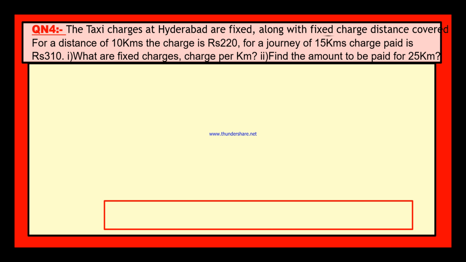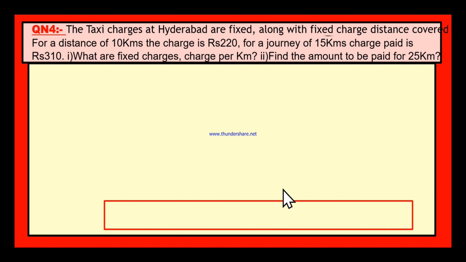I shall repeat. The taxi charges at Hyderabad are fixed along with the fixed charge, there should be a distance covered. For a distance of 10 kilometers, the charge is 220 rupees and for a journey of 15 kilometers, the charge paid is 310 rupees. Now here what to find? We have to find the fixed charge amount and the charge per kilometer, and also we have to find the amount to be paid if you travel for 25 kilometers.